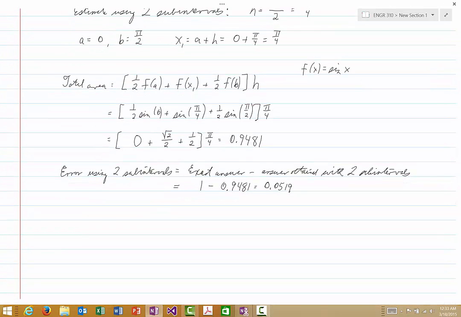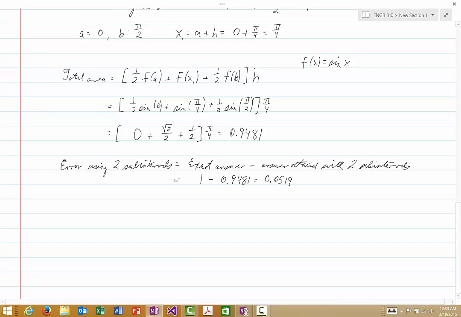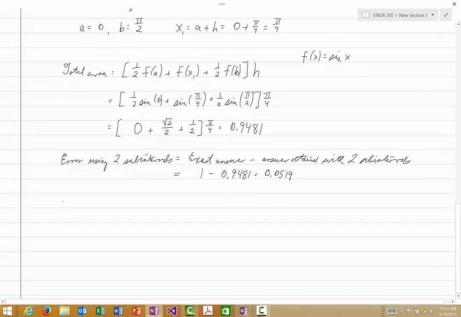Now let's calculate the estimate of the integral, estimate using 4 subintervals.